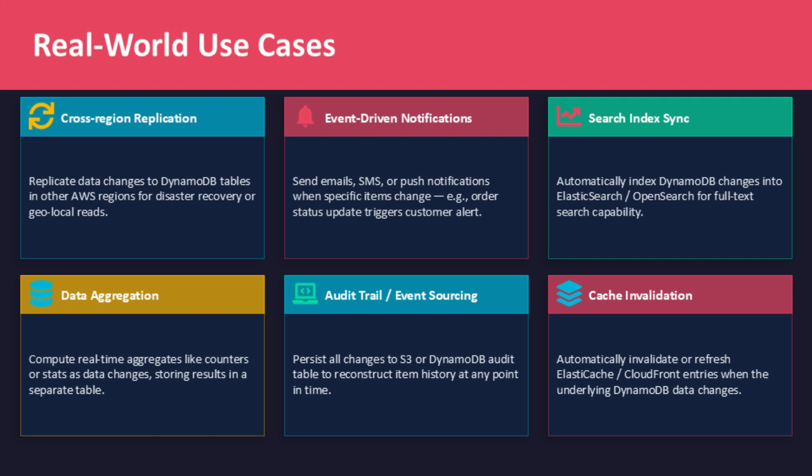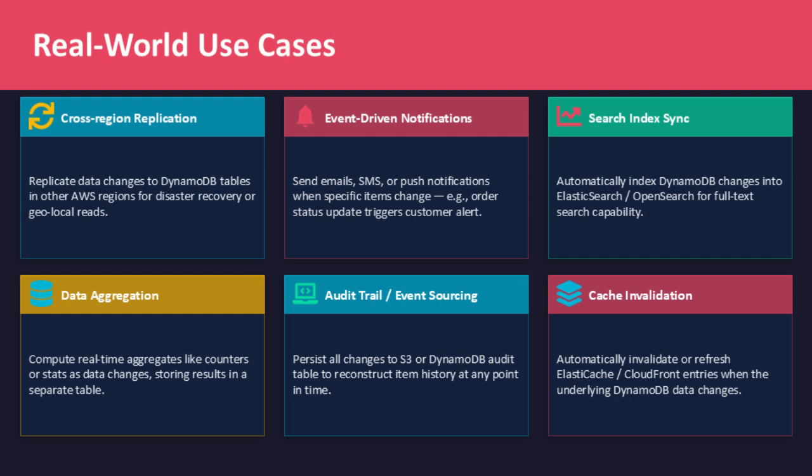Event-driven notifications. Imagine an e-commerce app. Every time an order status changes in DynamoDB, a Lambda reads the stream and fires an SMS notification to the customer. Zero polling, pure event-driven. And then we can use it for search index sync. DynamoDB isn't great at full-text search, so you can use streams to push every change into Elasticsearch or OpenSearch automatically, keeping them in sync without any extra application code.